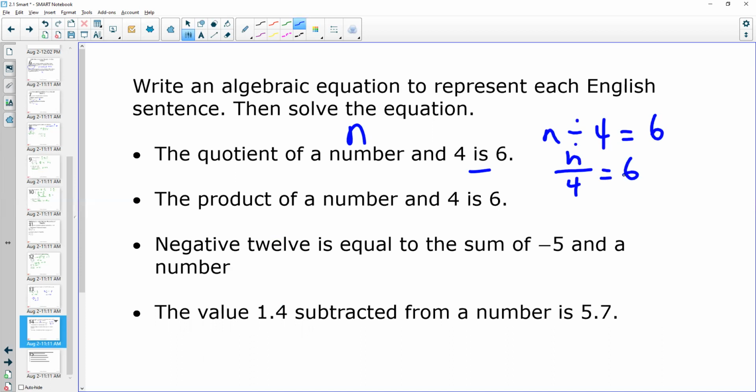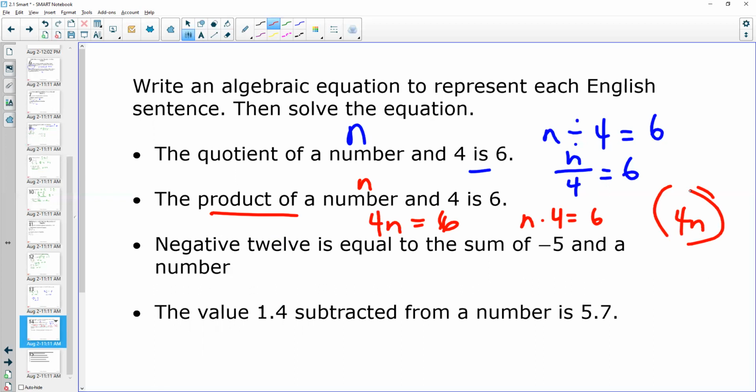The product of a number and 4 is 6. Product is code for multiply. It says a number, I'm just going to use n, so I'm going to write 4 times n is 6. I mean, the way it reads, it would say n times 4. That's fine. It's just good math manners to write variable and number this way, right? Number times variable. It's like addressing someone you know by Mr. or Mrs., right?